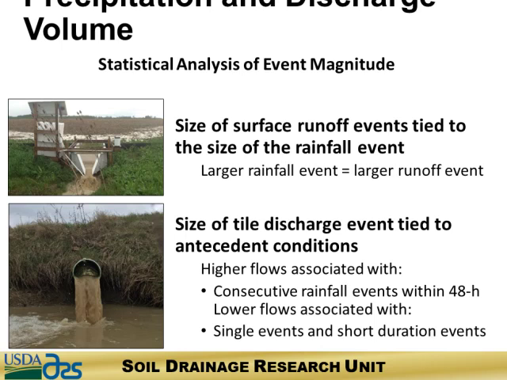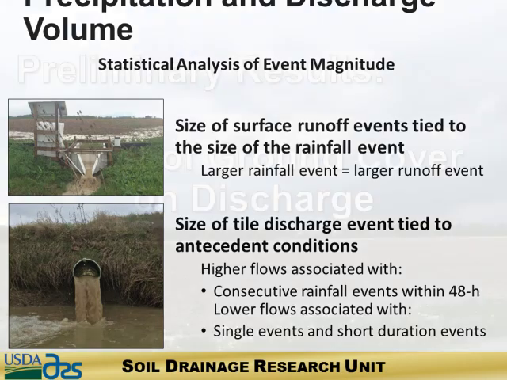We actually see that if you have high rainfall events happening in short succession, then those lead to greater tile flow discharges. And our single events, one rainfall event that's isolated from other events, and short duration events, events that might have a lot of volume but don't happen over a long period of time, they really don't influence a lot of tile discharge.